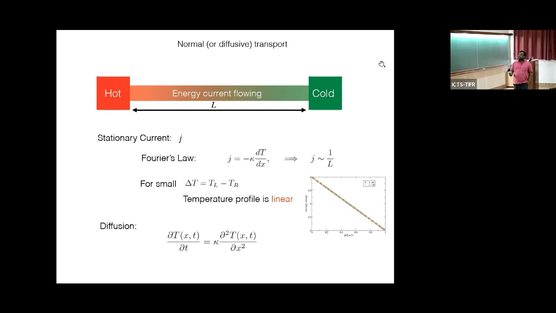It says that the value of the current scales with system size as 1 over the system size L. One can also easily see that when the temperature difference is very small, the stationary state temperature profile is linear. And if you start from an arbitrary profile, it reaches that profile obeying the diffusion equation.